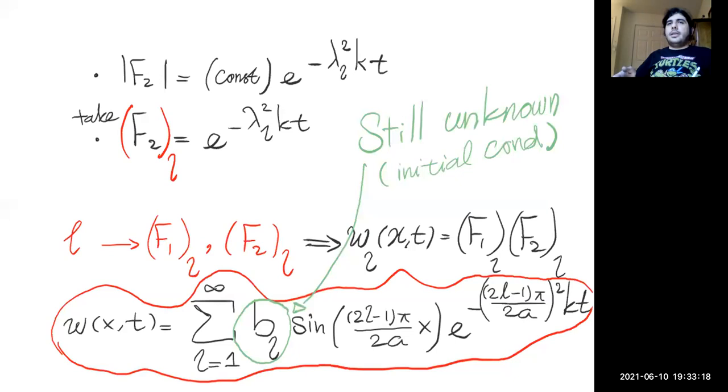Okay, let's continue. So we got to this point that we found what is the general form of this function W, which is the solution to our equation. The only thing which we don't know, well, there's not just one of them, there's a sequence of them, are these constants BL. We need to find these constants BL. And we should use the initial condition to do that, okay?